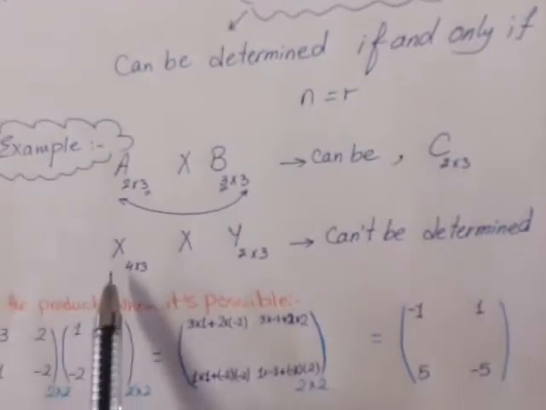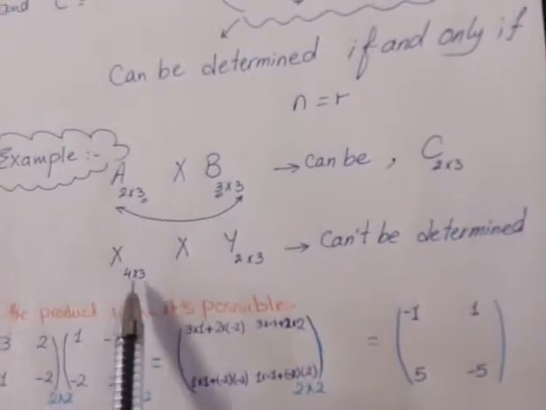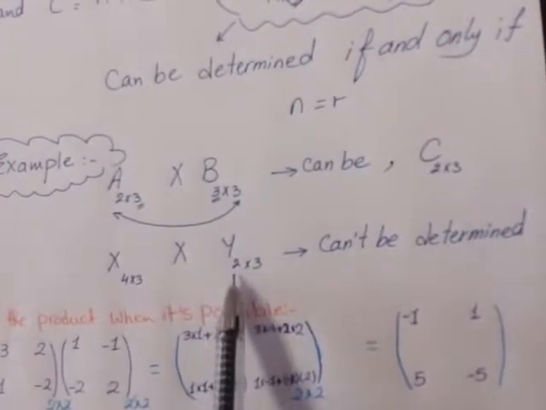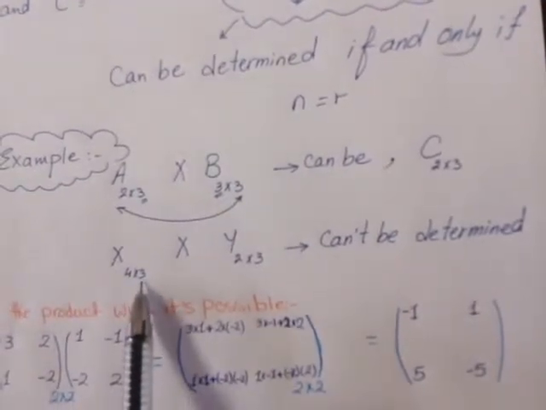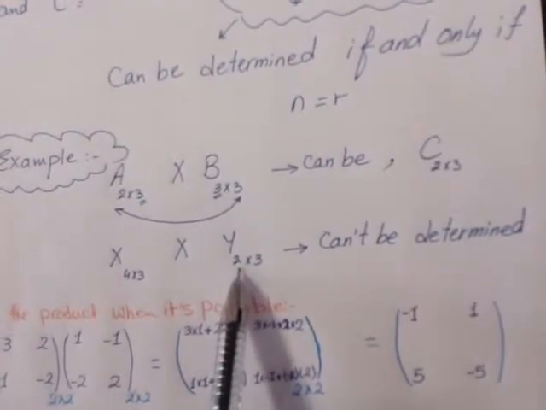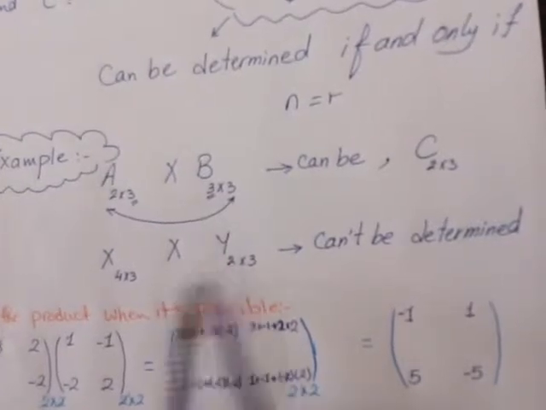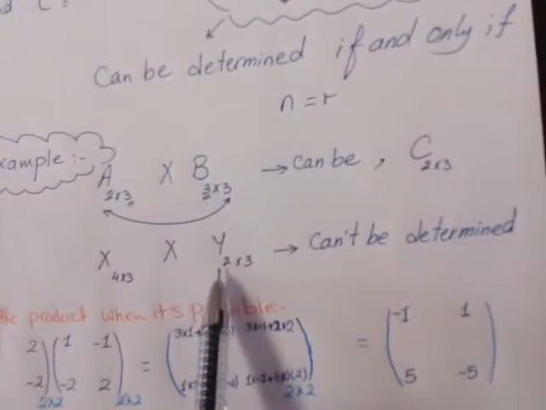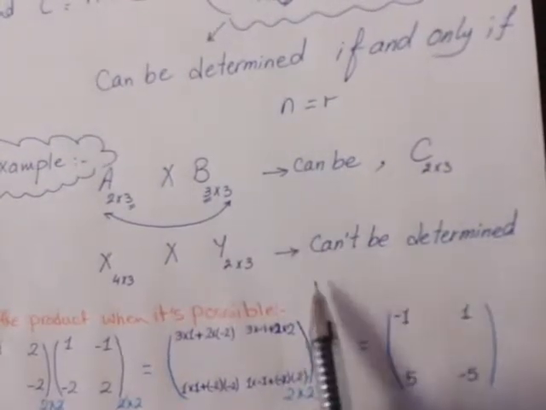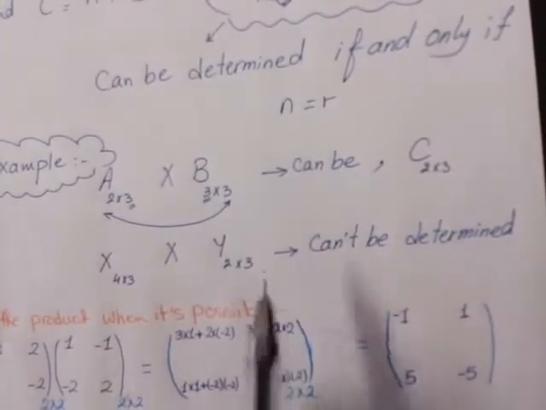Another one, if X is from order 4 times 3, Y from order 2 times 3. Look at n equals 3, but r equals what? 2. They are not equal. So we cannot get the multiplication.